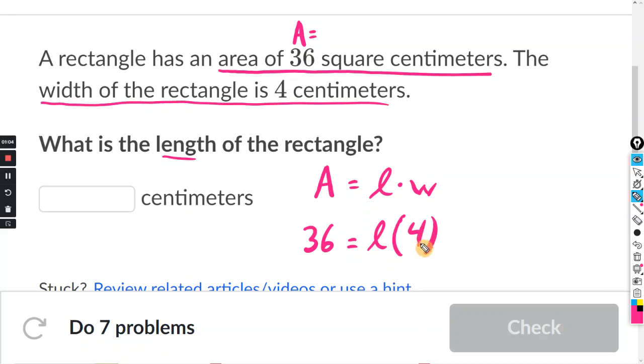Now I didn't write the units, but as long as the units match, you don't have to write them. So we can see the area is square centimeters, and the width is also in centimeters. So I left the units off.